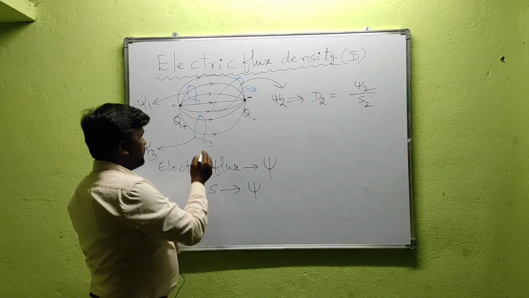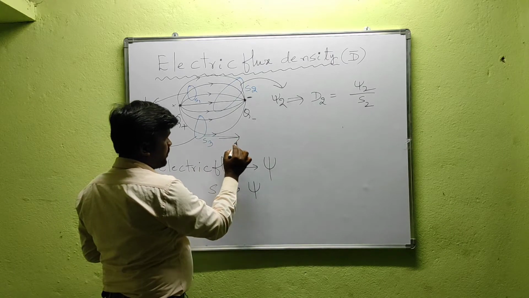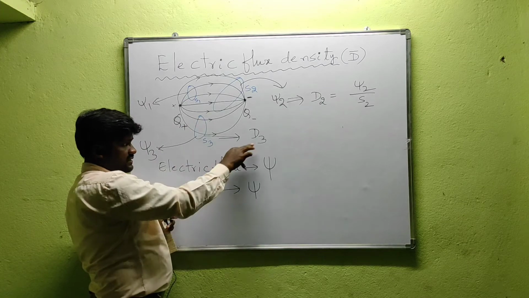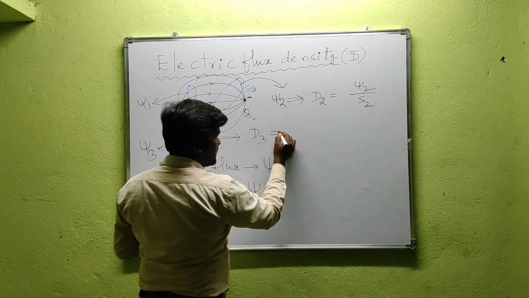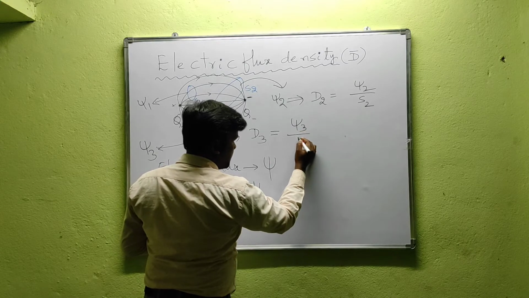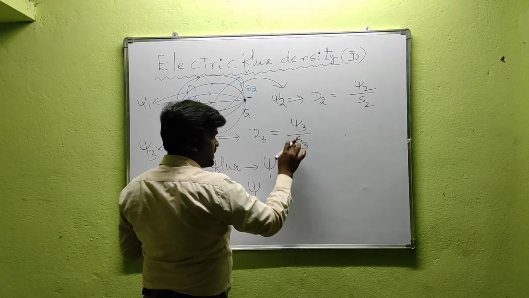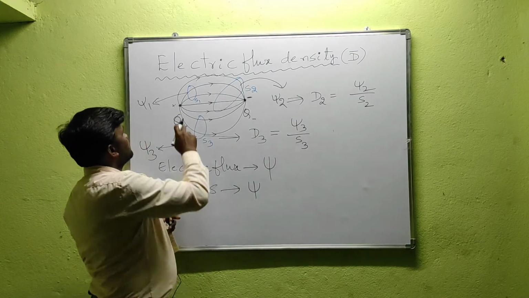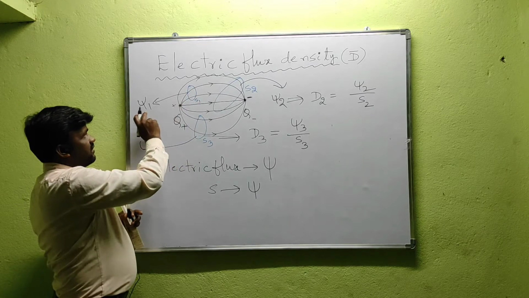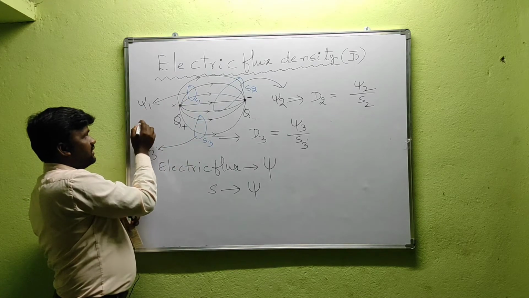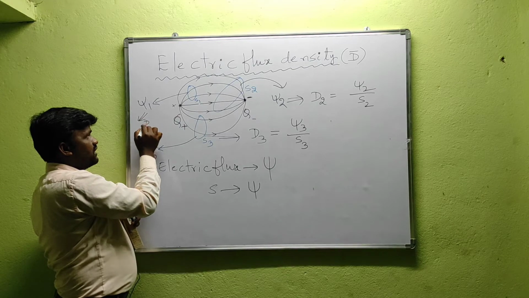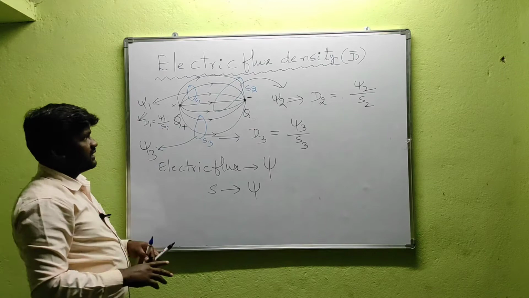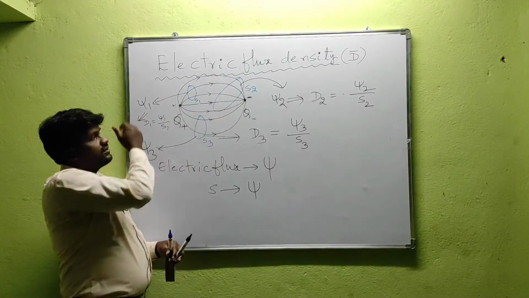Similarly, for S3 we have flux density, flux per unit surface area, which is D3. D3 is defined as psi 3 by S3. So this much flux is crossing this surface area S3, and flux per unit surface area is nothing but the flux density. Similarly for S1, the flux crossing is psi 1, and the flux density D1 is equal to psi 1 by S1.